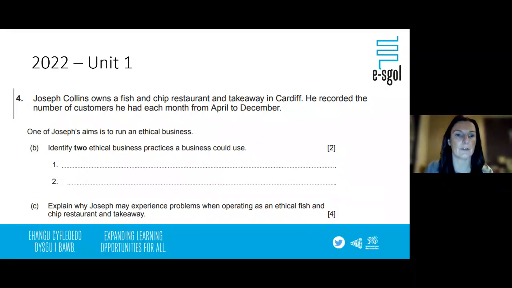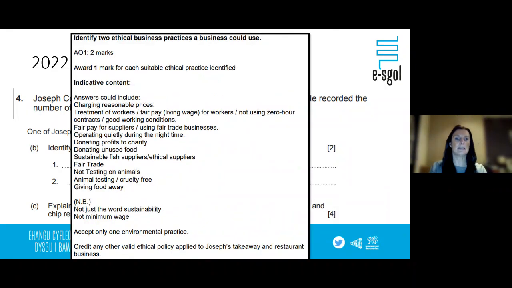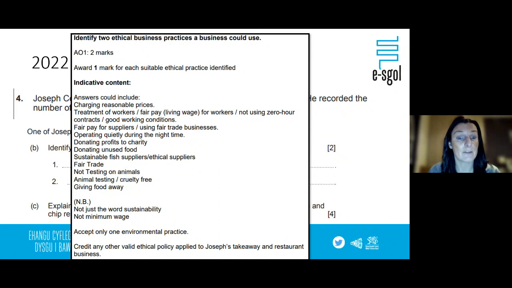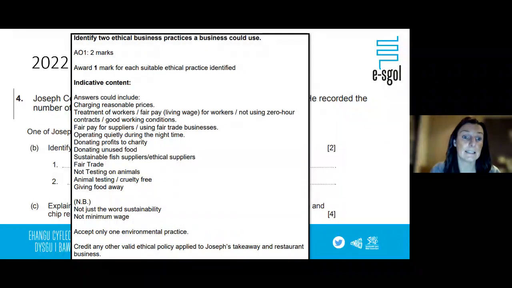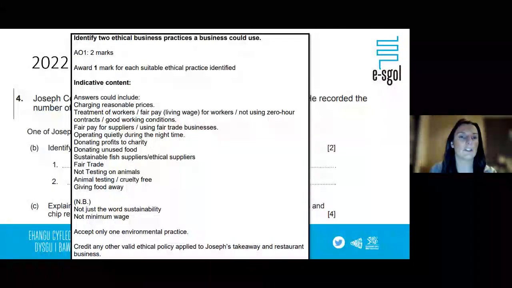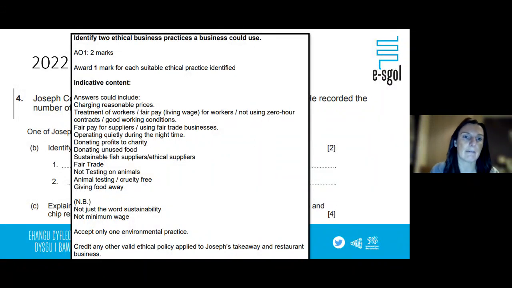Okay, so if we look at first of all ethical business practices, you could have put there, and when they say identify, you don't need to explain them: charging reasonable prices, treatment of workers, fair pay for suppliers, operating quietly during the night time, donating profits to charity, donating unused food. It goes on: using fair trade, not testing on animals, etc. So they're all different types of ethical policies that the fish and chip owner Joseph could carry out. You're getting one mark for each of those.